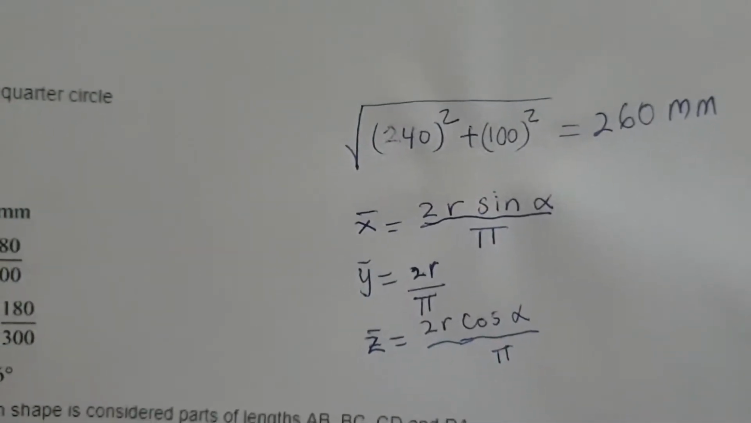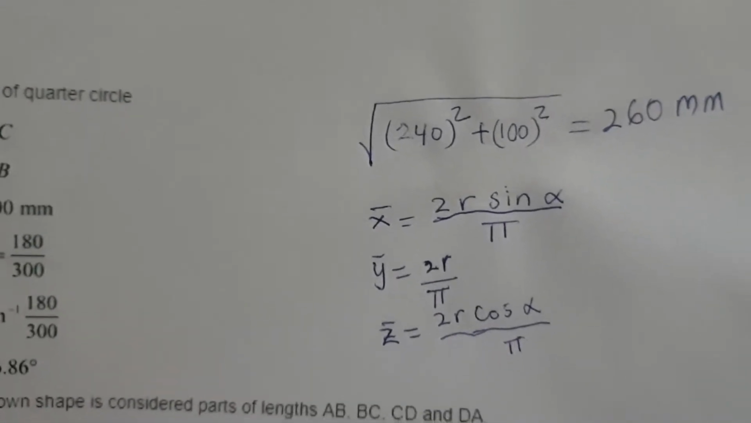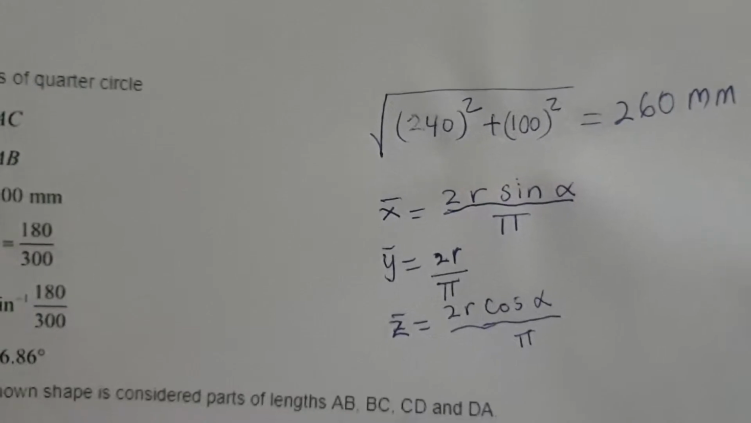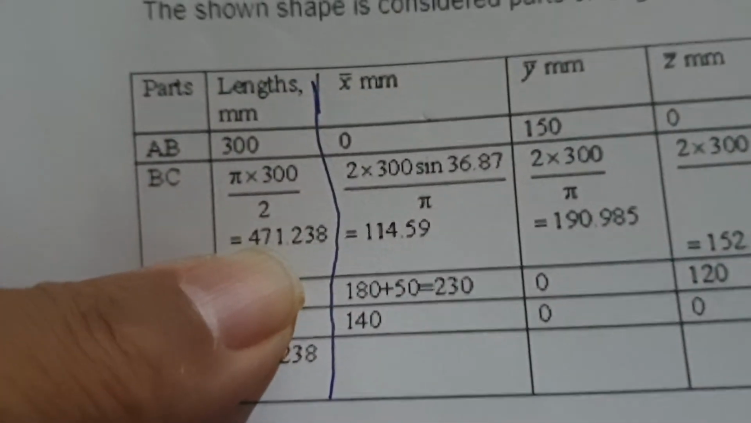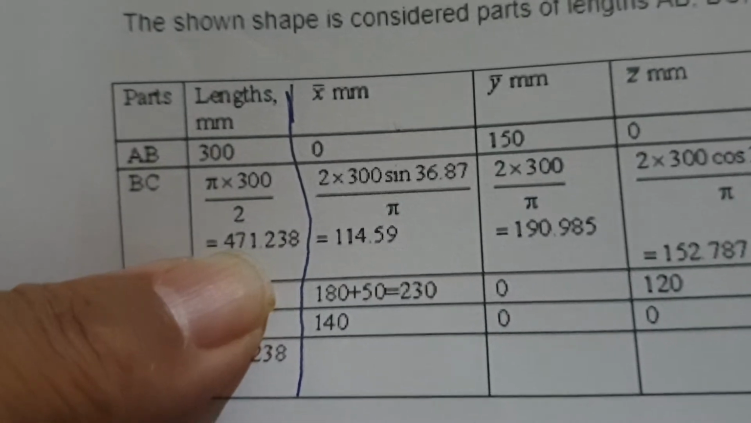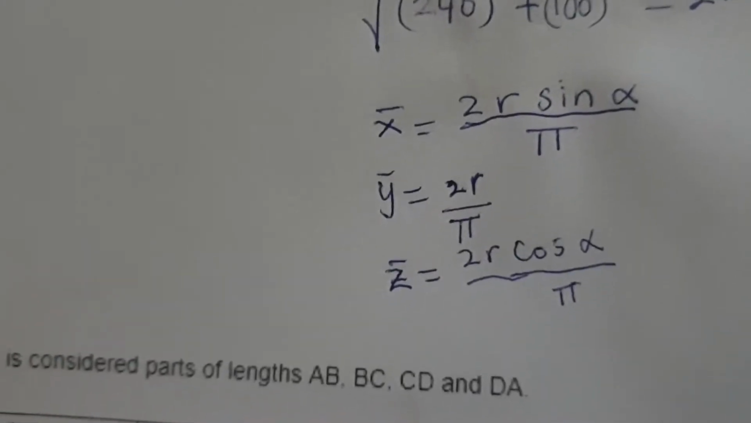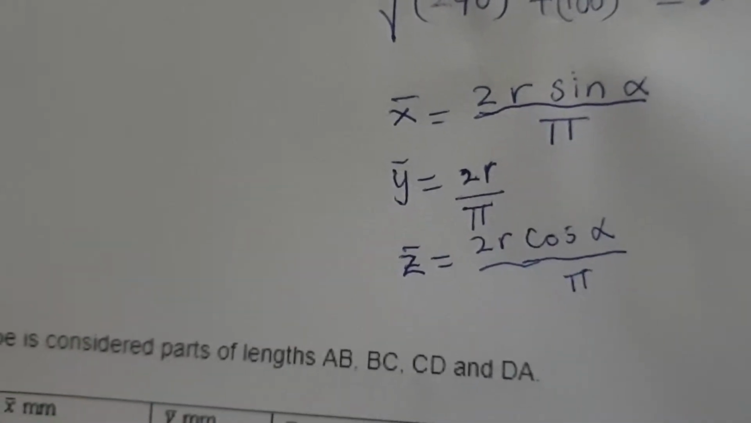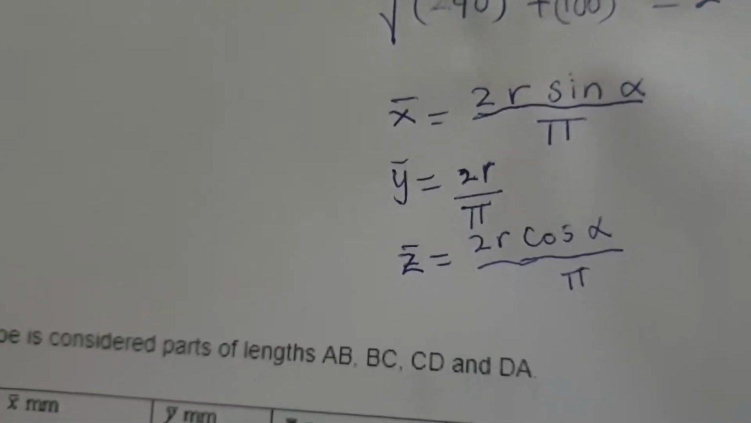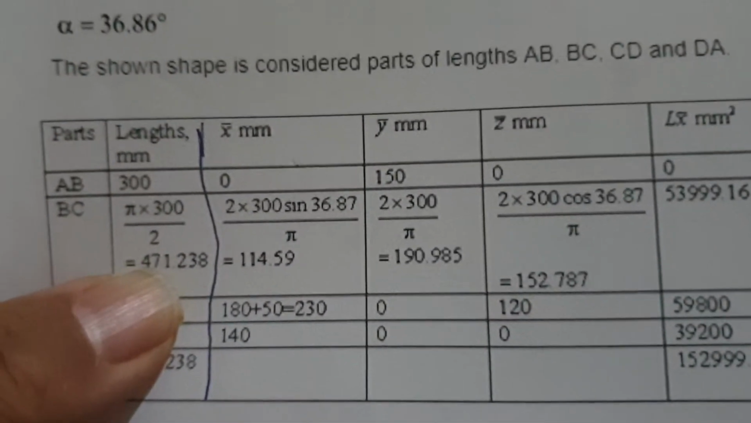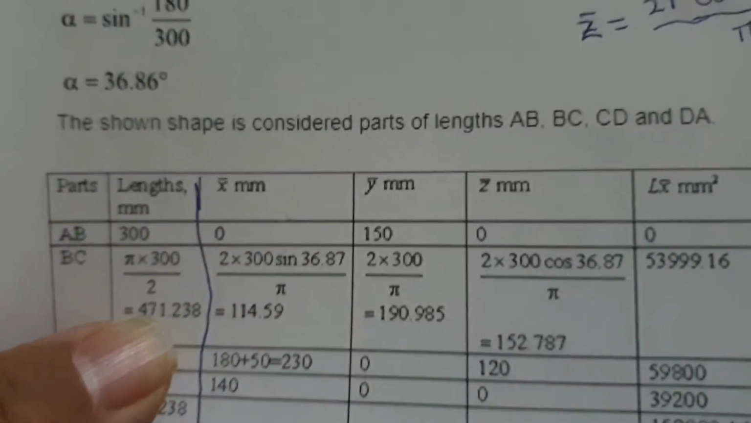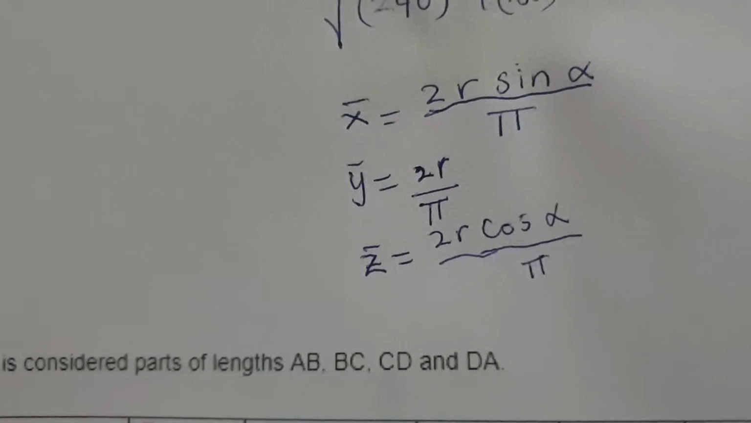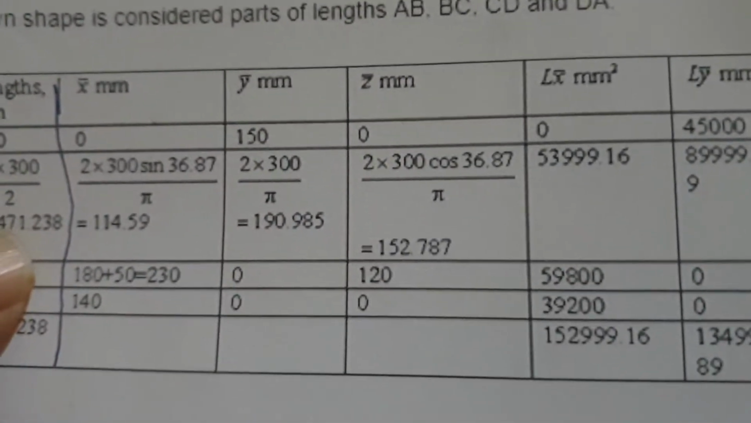Now, X bar is 2R sine alpha over pi. Remember we found alpha, 36.86. So 2R, and the radius we know, the radius is 300, over pi. This is X bar of 1/4 of a circle. So X bar is 2 times 300 times sine 36.87 over pi. What is Y bar of 1/4 of a circle? You don't have to memorize this. This should be given to you. Y bar is 2R over pi. So we could find 2 times 300 over pi for Y bar for the 1/4 of a circle. Z bar is 2R cosine alpha over pi. So you could find Z bar.